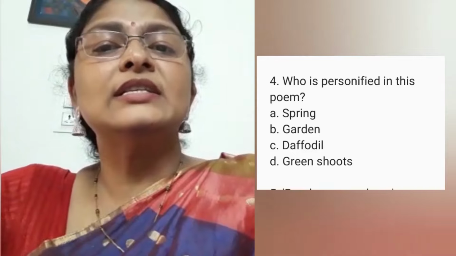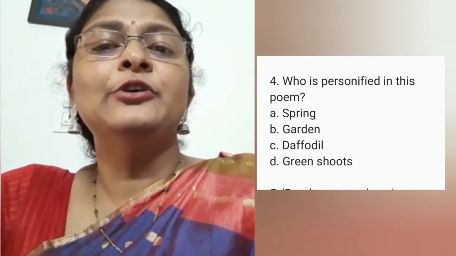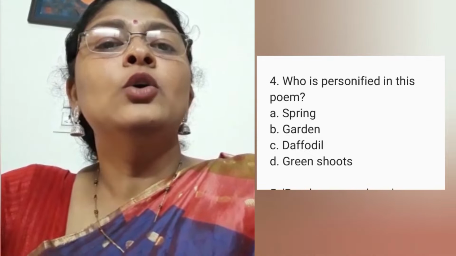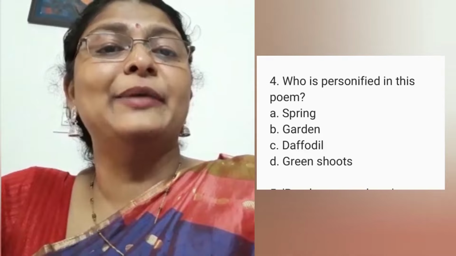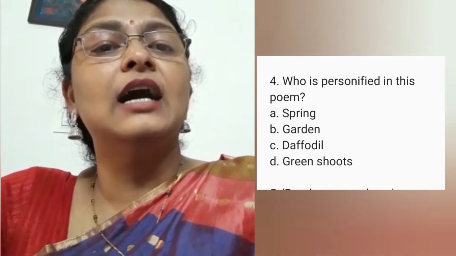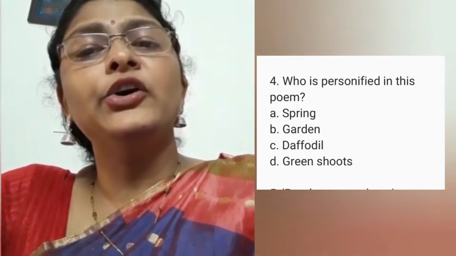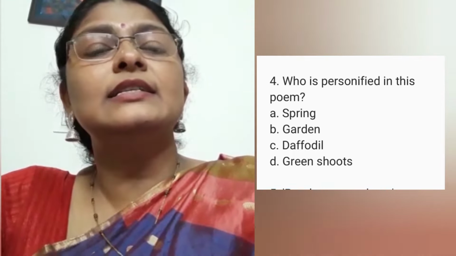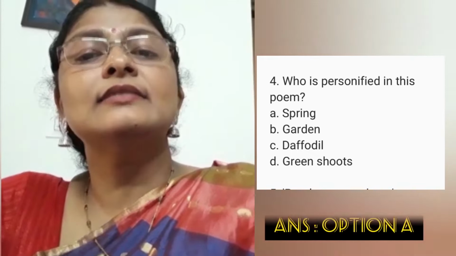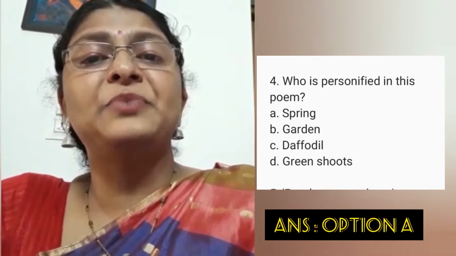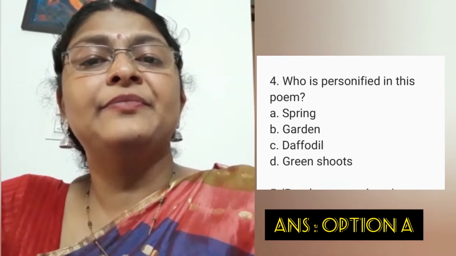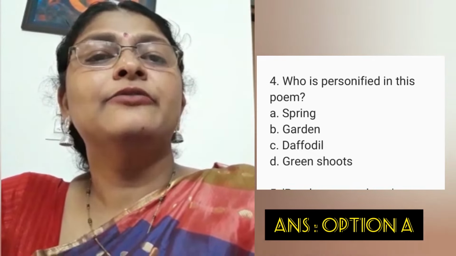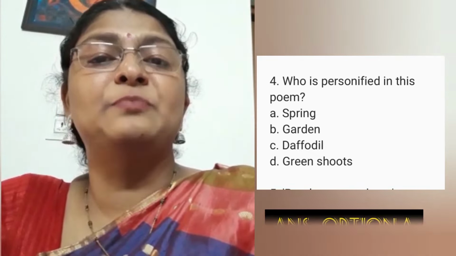I suppose question 4 is going to be easy for you because we have already discussed this part. So, what is question 4? Who is personified in this poem? Is it spring? Is it garden? Is it daffodil or green shoots? Can you tell? Who is personified? It is answer A, spring. Isn't it the spring season that is personified, as we have discussed earlier? I'm not going into the details again. Okay. So, for question 4, the answer is spring.